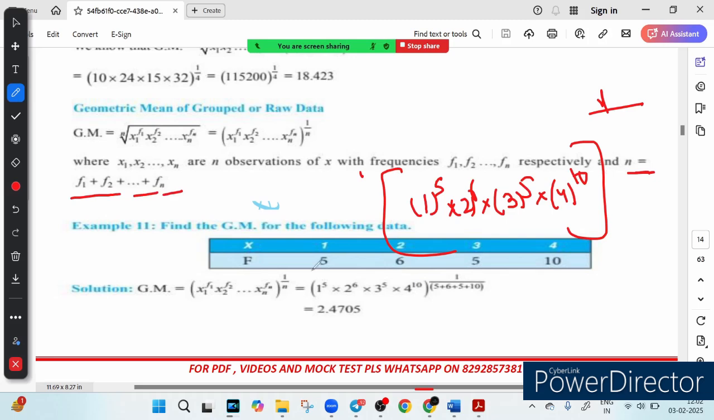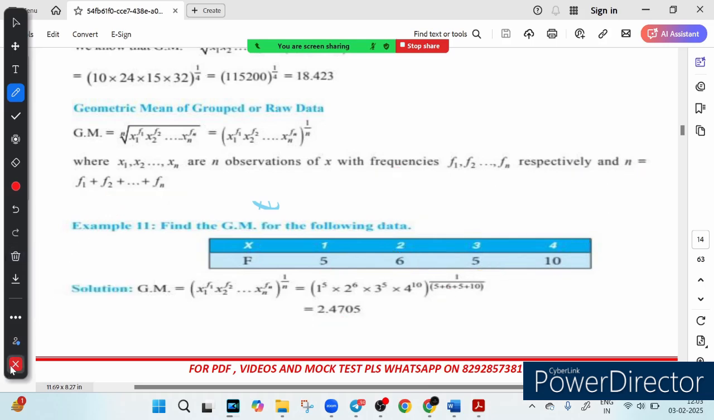So what is n here? 5 plus 6 plus 5 plus 10. So this will be how much? 11 plus 5, 16, 16 plus 10, 26. For this you have to use the calculator. You can't do it manually, right? Because 1 to the power 5 will be 1, but for the others you have to calculate it, and after calculation you will get something like 24705. That is the GM for all this data. I hope this makes your concept clear on how to calculate the GM.